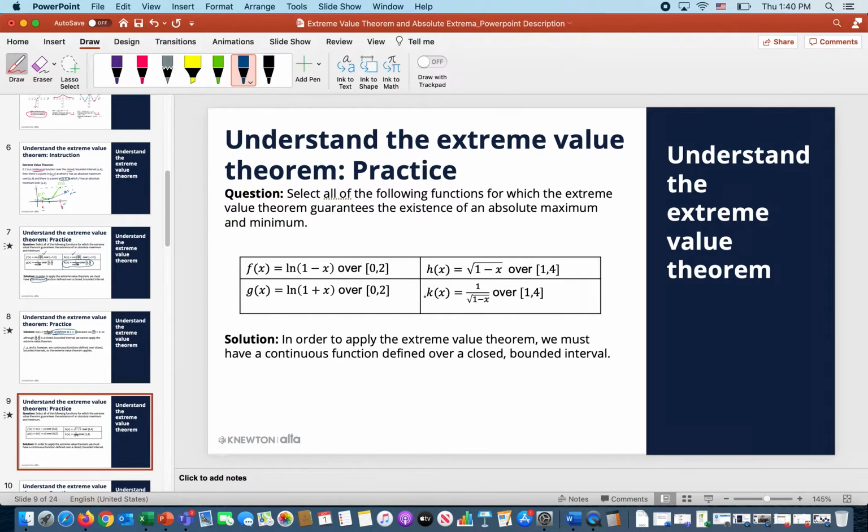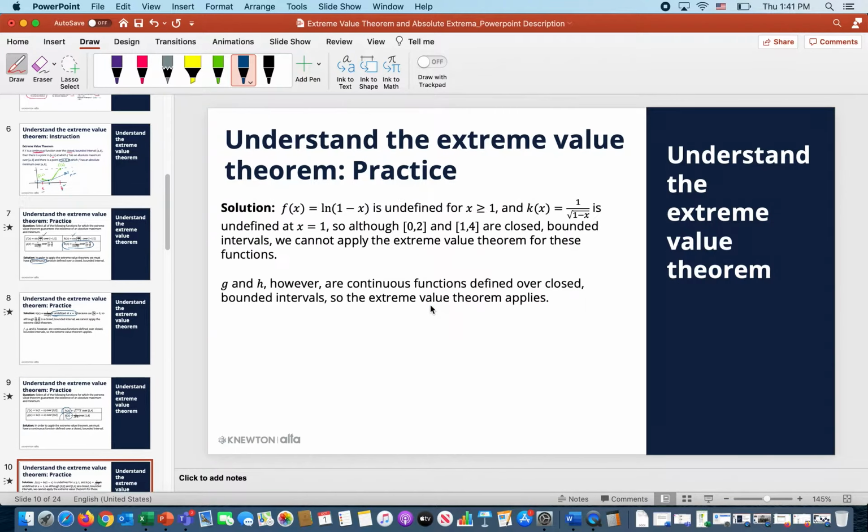Here's another one where we need to be aware: is this one going to be continuous at all places? Take a look at this square root. Can I take the square root of a negative number? Well, I can't. And if I plug 3 or 2 in for x, I've got 1 minus 2 or 1 minus 3, and those give me negative values. Down here, if I plug in 1, I get 1 minus 1, which is 0. 1 over 0 is undefined. So h and k are both functions that I'm concerned about.